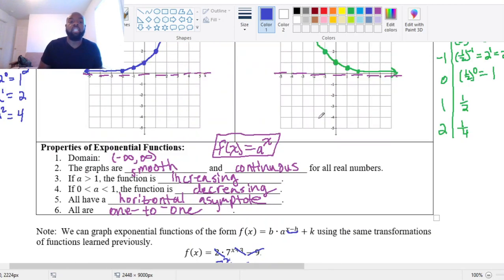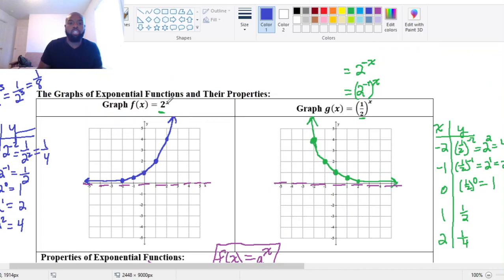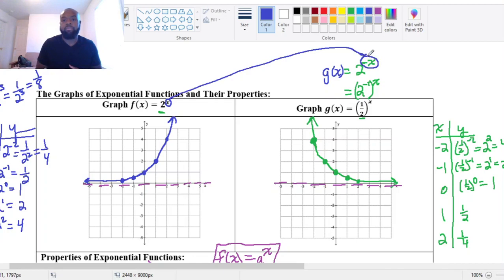Now, as we see in this graph, we have 2 to the x and the 1/2 to the x, and I've gone through that process to show you that g of x is actually the same thing, or can be written as 2 to the negative x, right? And so we've not talked about when there is a negative multiplied on the inside of your function. And these graphs here kind of show us what happens.